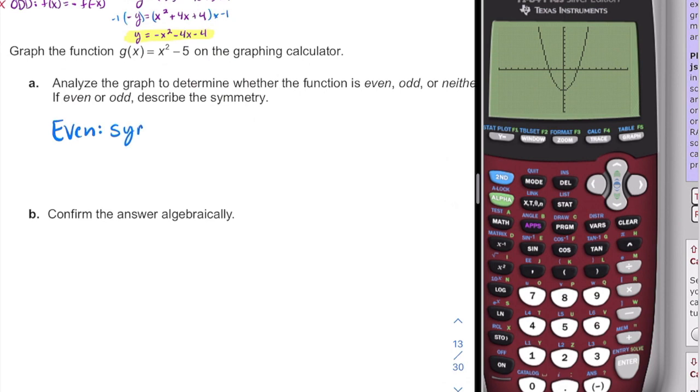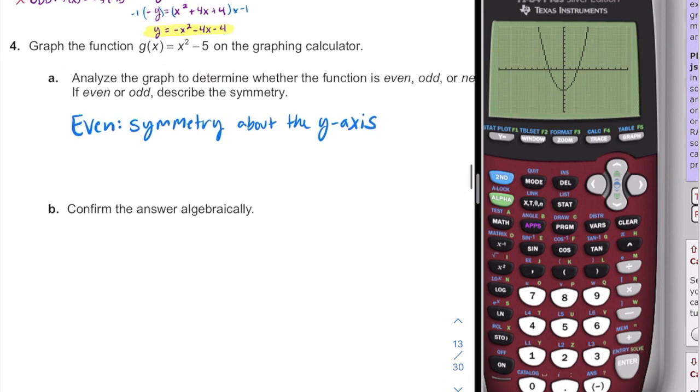So here we would say that this is even because we have symmetry about the y-axis. Symmetry about the y-axis. Okay, so now that we have looked at this graphically, feels pretty good, let's confirm it algebraically.